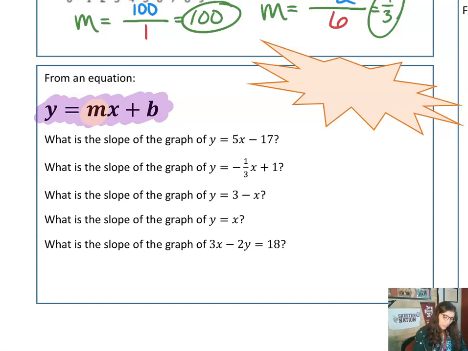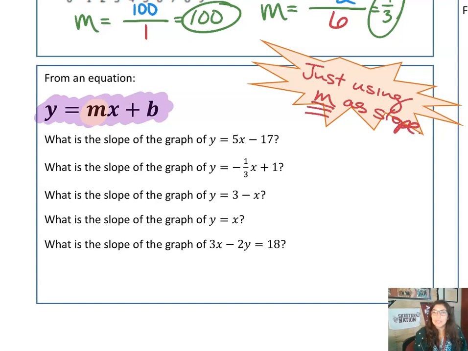So when we look at an example problem, I want you to super make sure, again, that you are just using m as the slope. Okay, do not tell me an x. I will legitimately be so sad if you tell me that the x is part of the slope. It is just the coefficient of the x, or just the m. Look at the first example here.